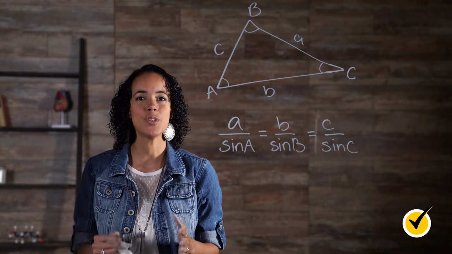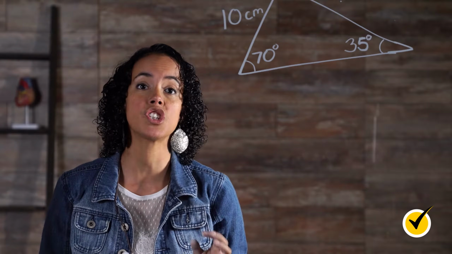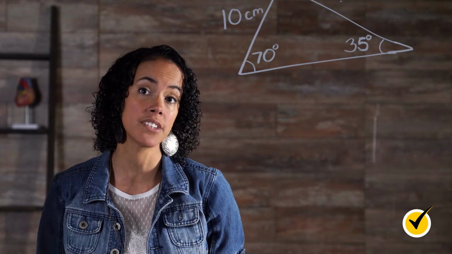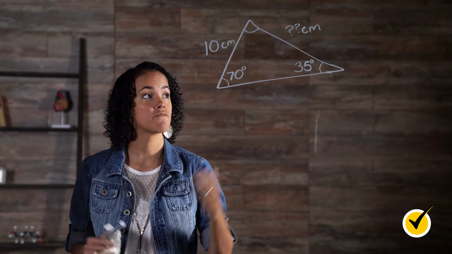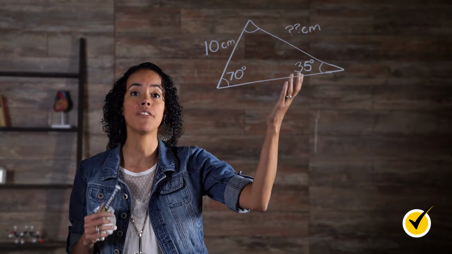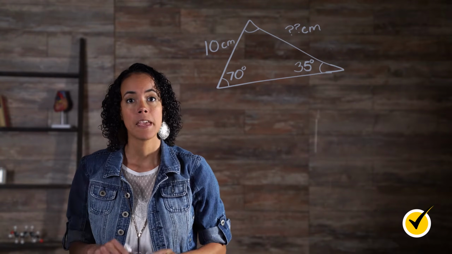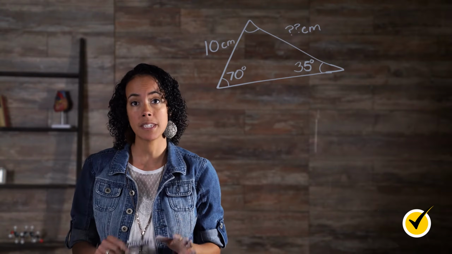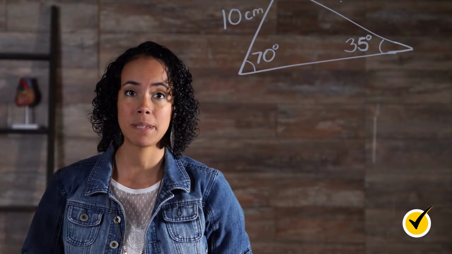Let's jump right in and use it to find a missing side of a triangle. The first thing we need to do is check to see if we have enough information to find the missing side. We need one angle and its opposite side length, which we have. We can make one complete ratio using the 35-degree angle and the 10 centimeters opposite side. Now we just need the angle opposite the missing side, which we have. It's 70 degrees. That's all we need to find the missing side.